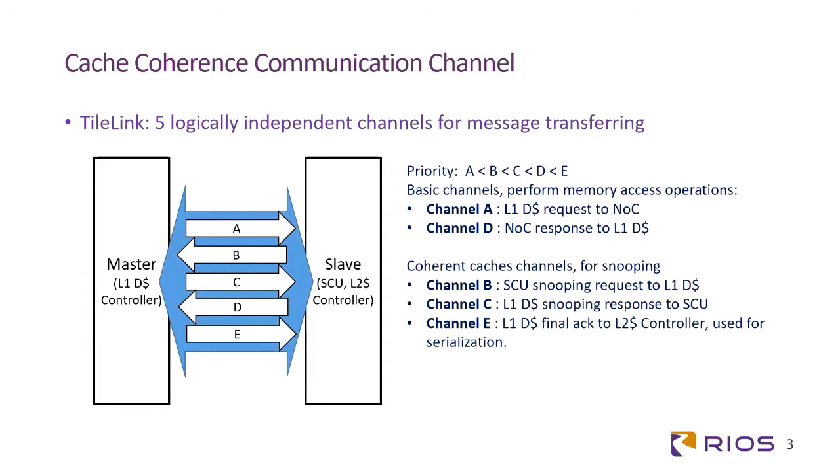As for the cache coherent communication mechanism, we use TEL-link, which features 5 logically independent channels. In the design of TEL-link, channel A and channel D are used for a host like the L1 cache controller to send requests and receive response messages to and from its L2 cache. Channel B and channel C are used for transmitting Snoop messages to and from between L1 cache and Snoop control unit. Finally, channel E transmits the final acknowledge for serialization. And the priority of these channels is in descending order from E to A, which helps us get rid of potential deadlock.